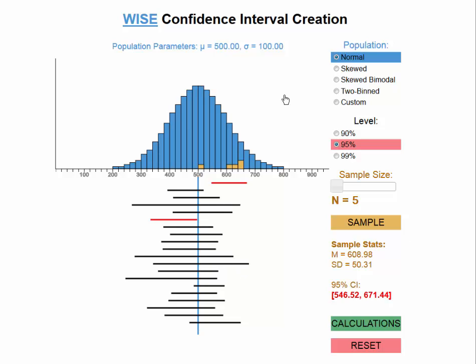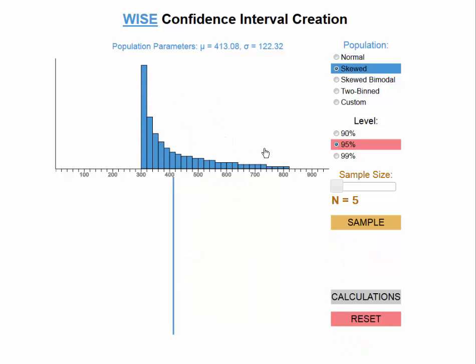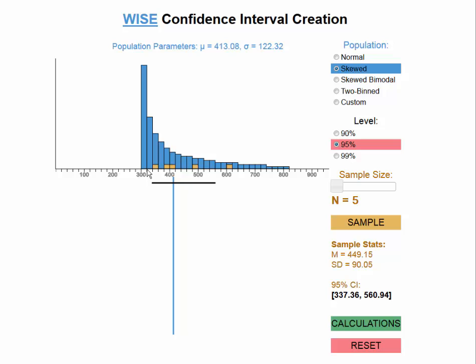But what if the population is not normal? We have built in several skewed distributions or distributions that depart from normal. Here's a very skewed distribution. Let's see what happens if we draw samples from a distribution like this. Here's a case where someone had a sample like this. It would look pretty good. You wouldn't maybe realize you were sampling from such a skewed distribution.